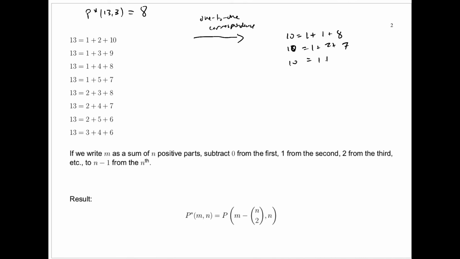10 equals 1 plus 3 plus 6. 10 equals 1 plus 4 plus 5. And then I go to the next ones here. I get 10 equals, what is it? 2 plus 2 plus 6. 10 equals 2 plus 3 plus 5. 10 equals 2 plus 4 plus 4.